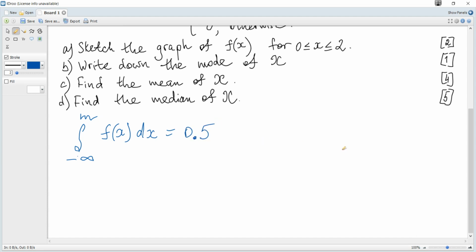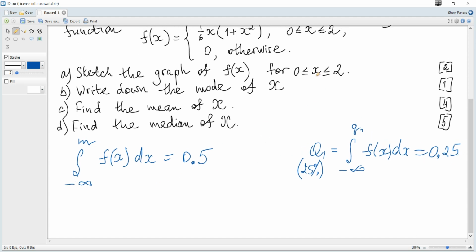The area is 0.5. And similarly, the lower quartile, upper quartile, or any percentile can be found. For example, the lower quartile is the 25th percentile: the integral from negative infinity up to some value, that would be Q1, of f(x) dx is 0.25, and so on. Q3, the 75th percentile, is the integral from negative infinity up to Q3 of f(x) dx equal to 0.75.